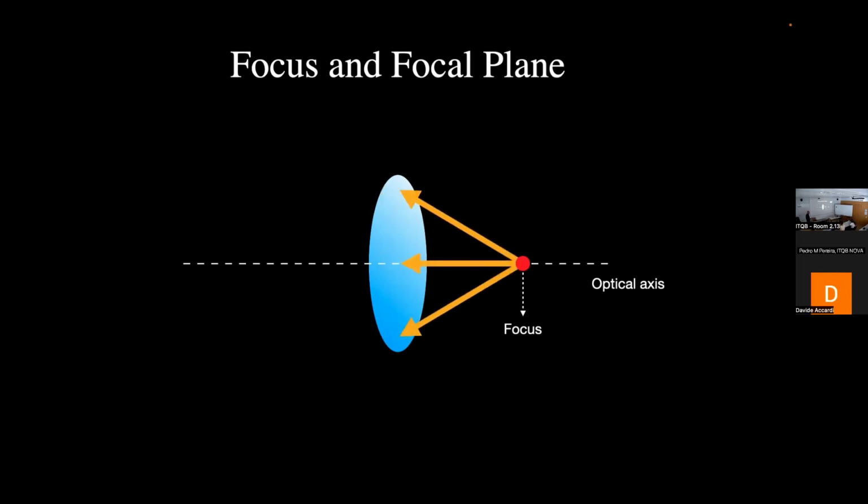If the light comes from the focus and is collected by the lens, then it will propagate in the opposite direction and will be propagated parallel to the optical axis. Is it clear? Simple? Okay.